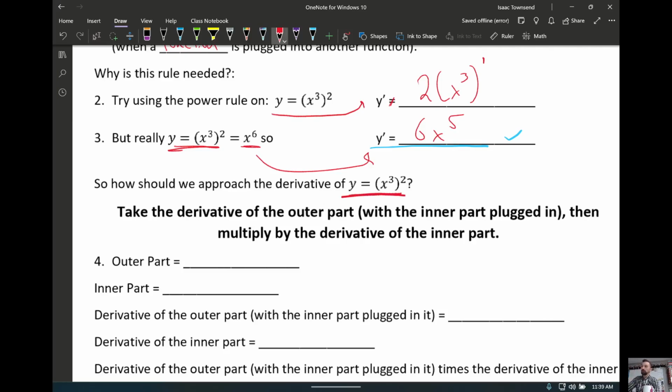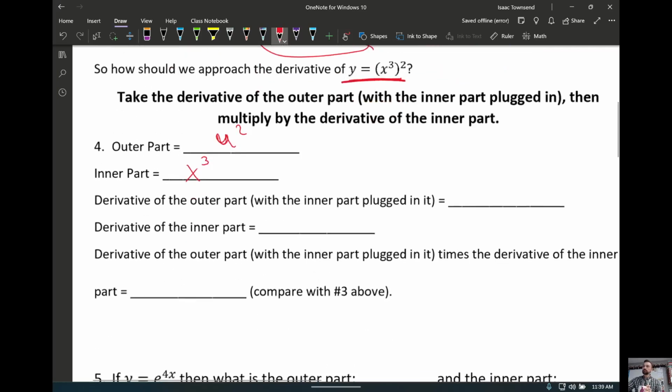So if I was trying to work this with chain rule, I see that x to the 3rd is being plugged into something squared. So I'll call the something squared u squared, and what's being plugged into u squared is x cubed. You have to think of inner and outer. So one of your 5 Khan Academy assignments today, this is actually one of them, just identifying what's the inner piece and what's the outer piece.